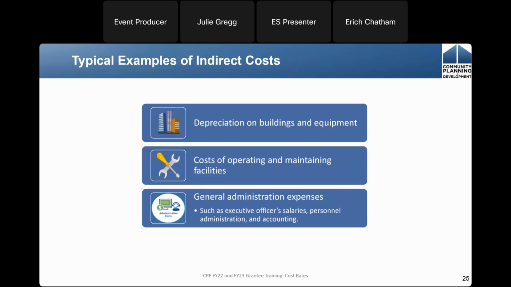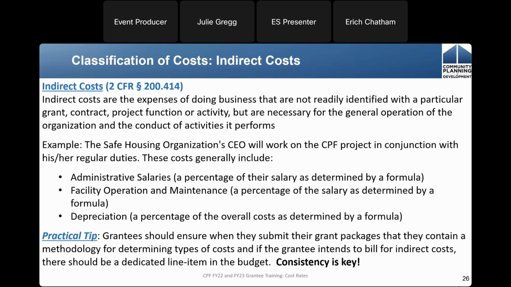Next slide, please. So here again is the citation now for the classification for indirect costs, 200.414. And those are the cost or the expenses of doing business that are not so easily identifiable to a particular grant, contract, project function, or activity. But of course, they're necessary to operation of the organization and to conduct the activities under this grant program.